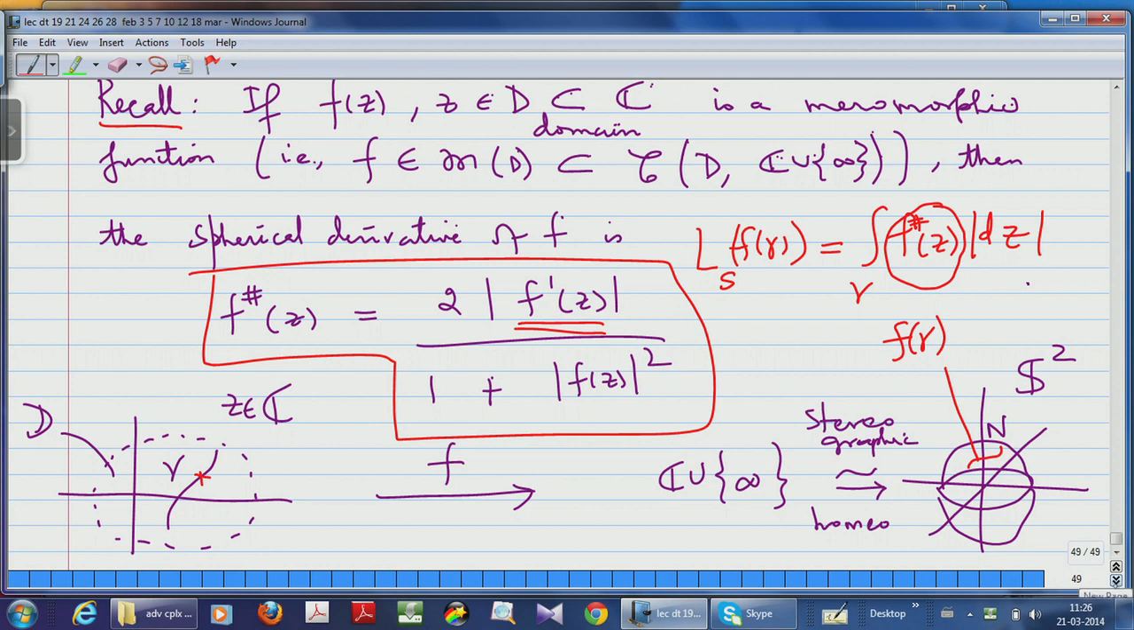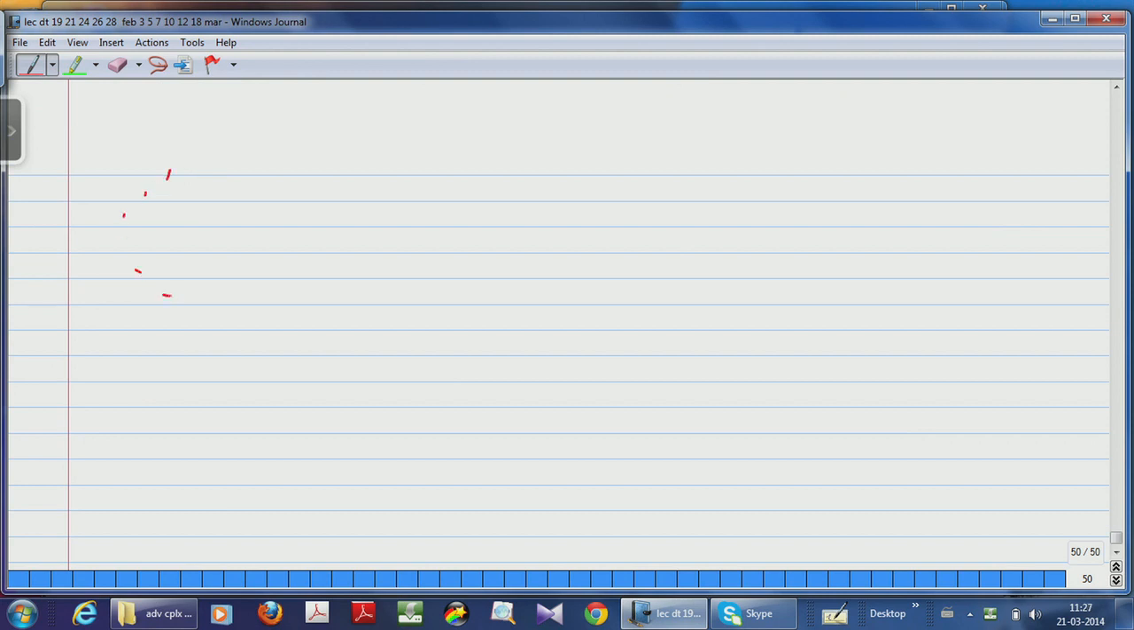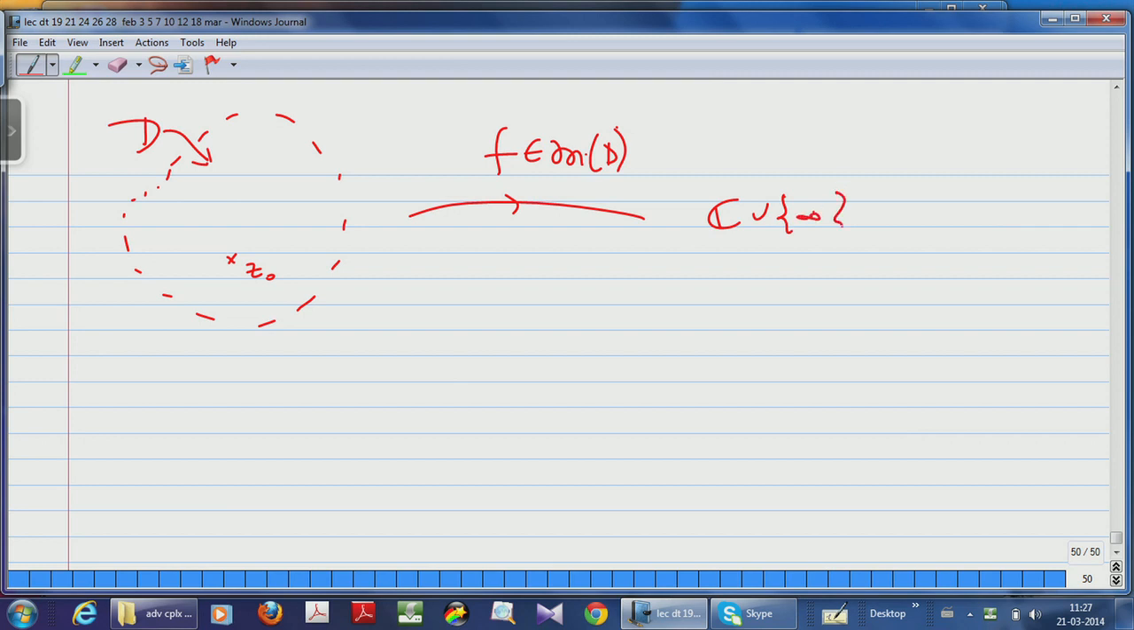So let's worry about this situation. Here is my domain D, which is the interior of this dotted line. It's an open connected set inside the complex plane, and suppose I have a point z naught, and of course I have this map f. f is a meromorphic function on D, taking values in C union infinity, and z naught is a pole of f of order n. Of course z naught goes to f of z naught, which is by definition infinity. This is our definition.